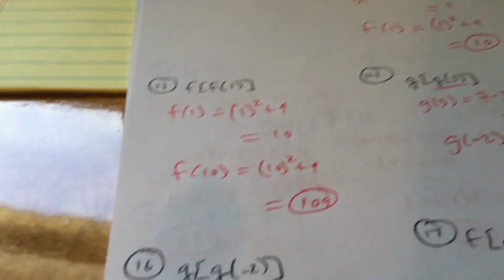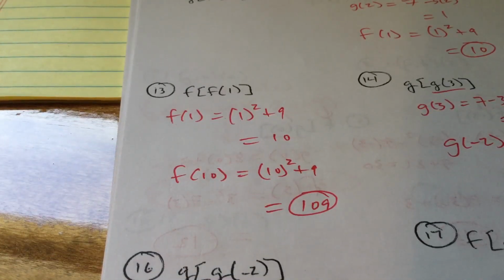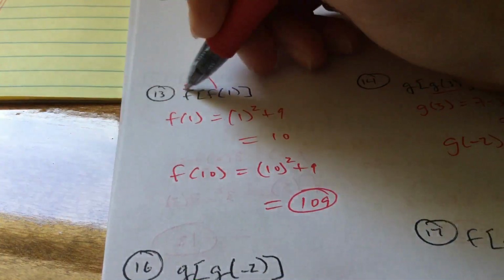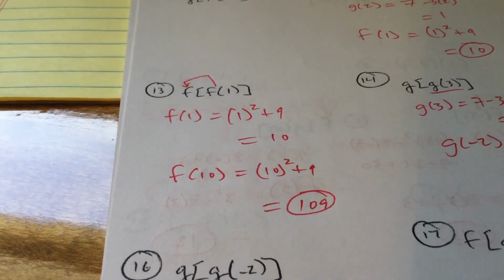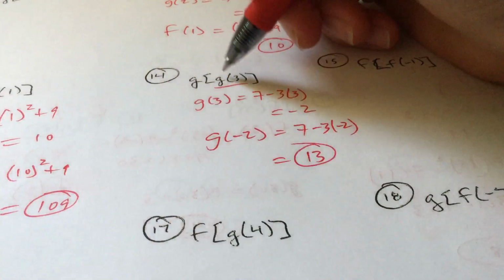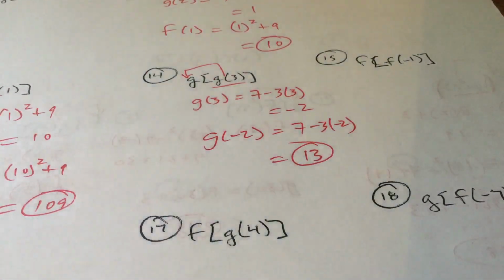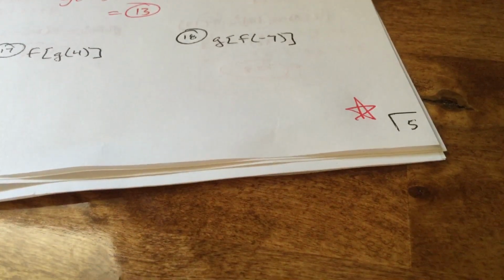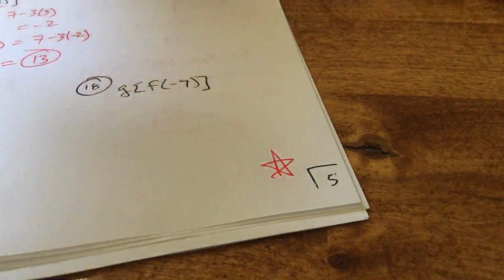All right. So this means you do f of 1 first, and then you plug the answer back into f of x. So the same equation is being used. Same thing here. Do g of 3. You get negative 2. Plug that in for x right there. All right, so do that whole page. That should be no big deal.